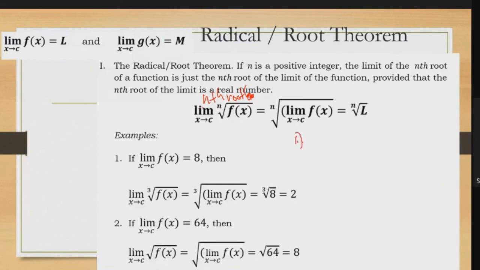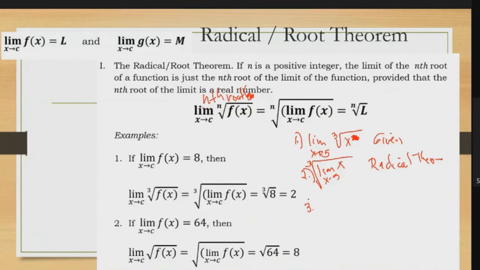For example, number 1. The limit of the cube root of x squared. Given. What will be the next step? Root. Don't combine these two yet. So it becomes the limit of x as x approaches 5, and the cube root of the limit of x as x approaches 5. So this is the radical theorem.